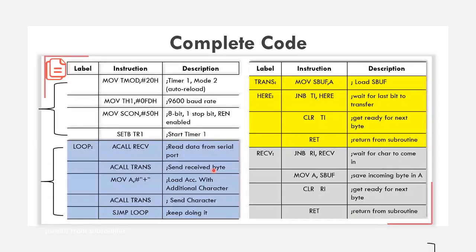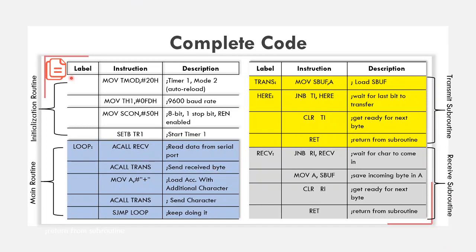Now let us see the complete code. So this is the complete code for serial communication. Actually, this code is divided into 4 parts. The first one is the initialization routine. We are using this routine to initialize the hardware first.